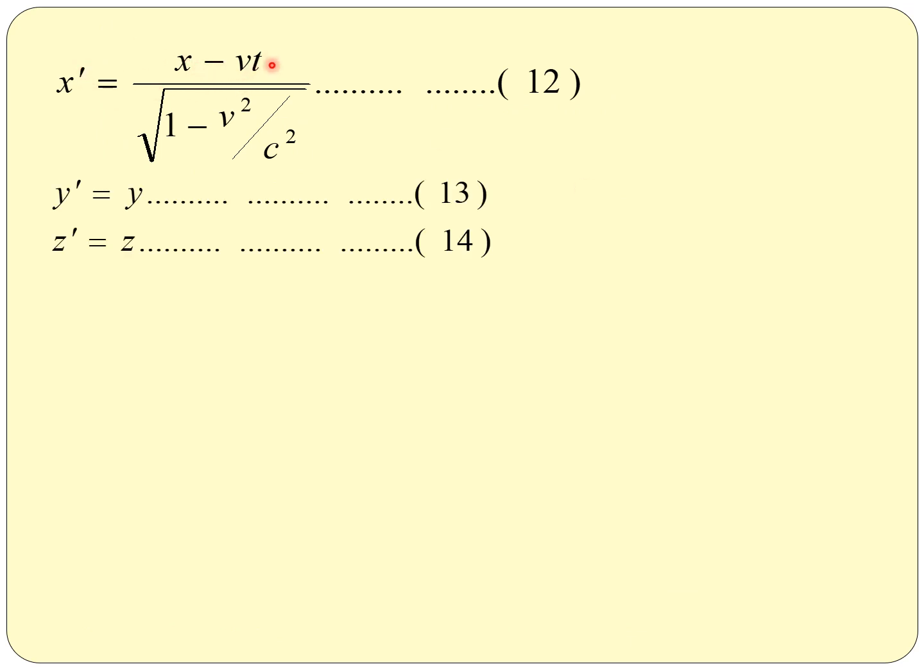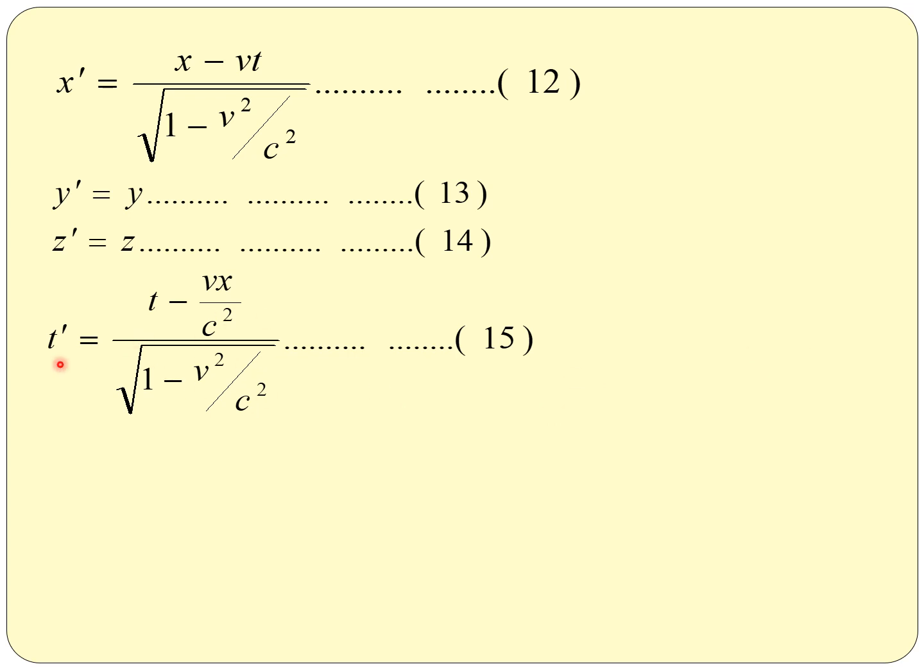It was k into x minus bt, so k is 1 upon under root 1 minus b square by c square. So this is the Lorentz equation. y prime is equal to y, because there is no motion along the y and z axis, and t prime is t minus bx by c square, k. In place of k we will write 1 upon under root 1 minus b square by c square.